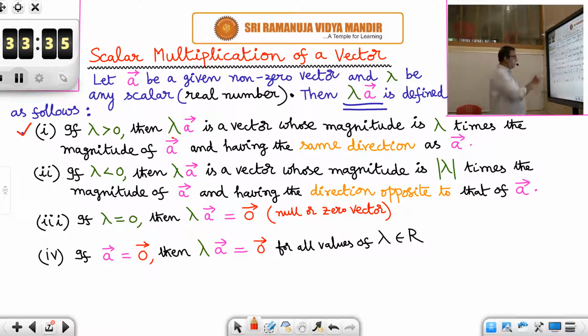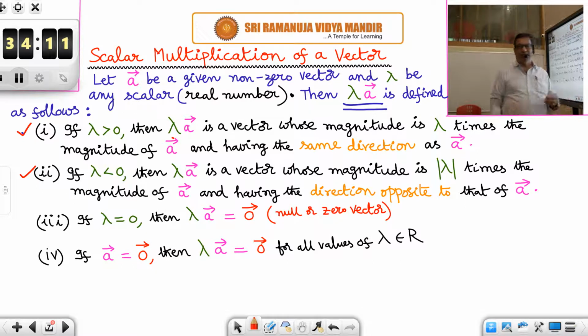Then what about the case when lambda is negative? Suppose lambda is minus 2. Minus 2A bar you want means first you find 2A bar. What is 2A bar? Same vector, same direction as A bar, magnitude becomes twice, is it not? Length becomes twice. So you get 2A bar. Then minus 2A bar means negative of that vector, just to change the direction into the opposite direction, that's all. Reverse the arrow mark.